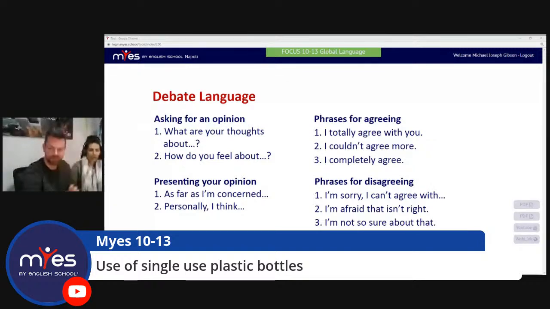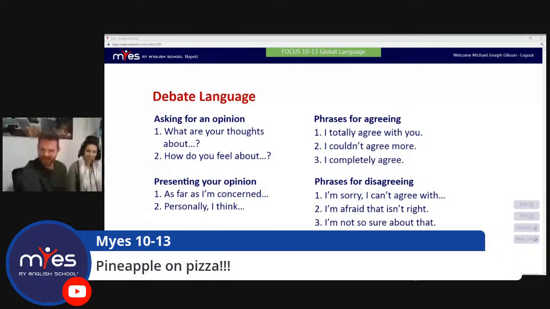Putting pineapple on pizza. What's your opinion? How do you feel about pineapple on pizza? Be careful here. To be quite honest, I think it should be illegal. It should be a criminal offense to put pineapple on pizza. In my humble opinion, it's completely wrong. Anna Maria is marking that she used the phrase. Very good. Wonderful debating phrases. But guys, what about pineapple on pizza? What do you reckon? What do you think?